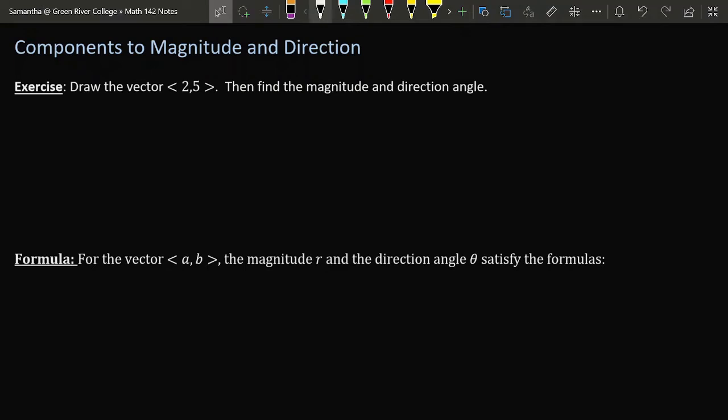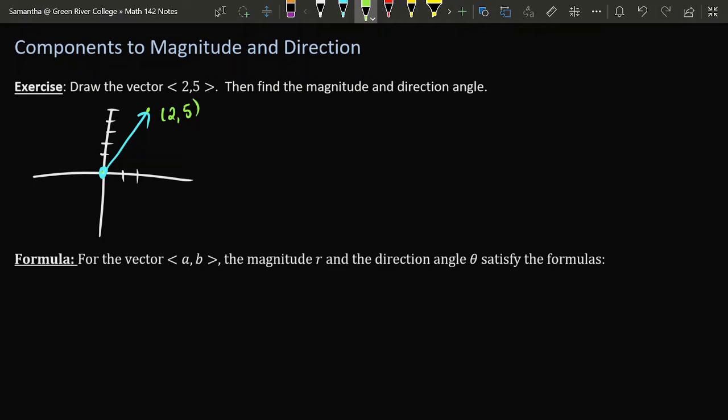For example, someone says to me, let's draw the vector 2, 5. So I'll draw it in the traditional way, with its tail at 0, 0, and the arrowhead at the point 2, 5. They say, what is the magnitude and what is the direction angle? Well, the magnitude, the length of this arrow, is going to be the same as the distance between the origin and this point 2, 5.